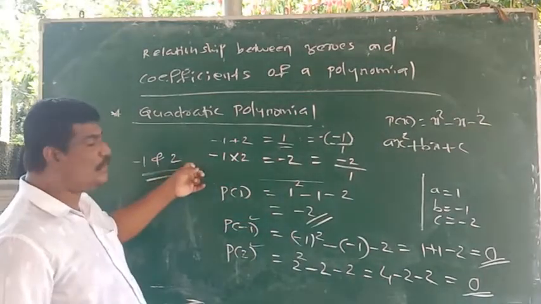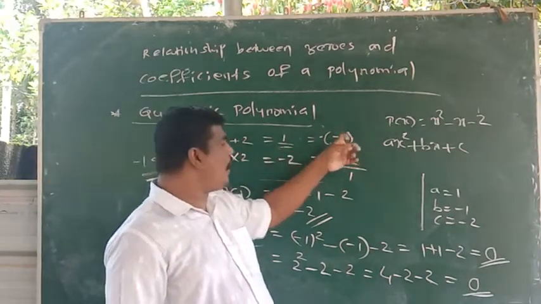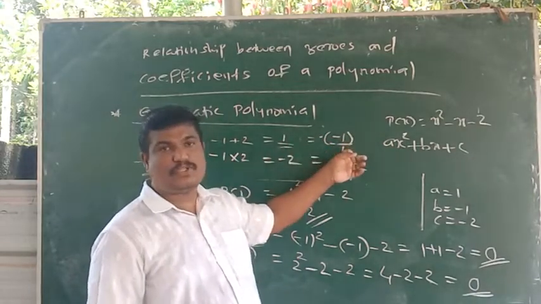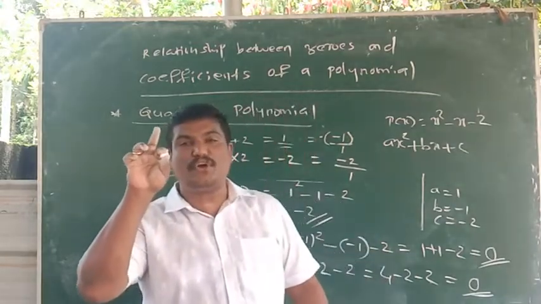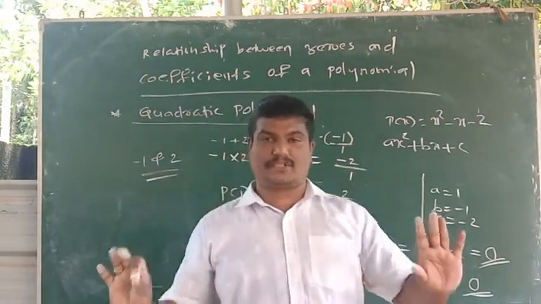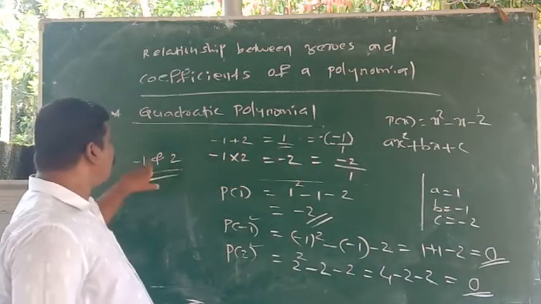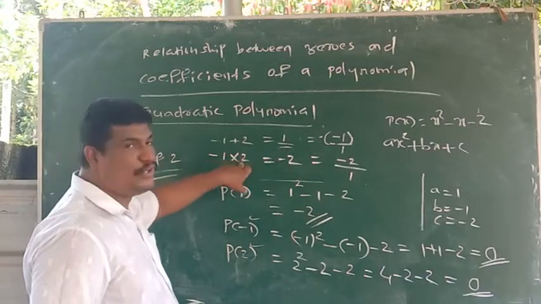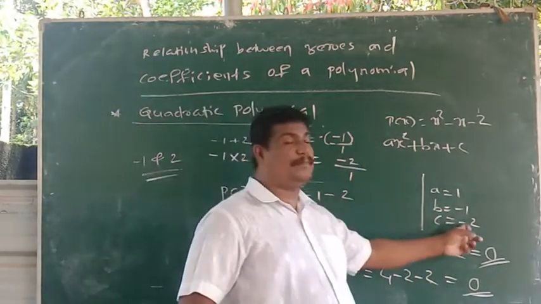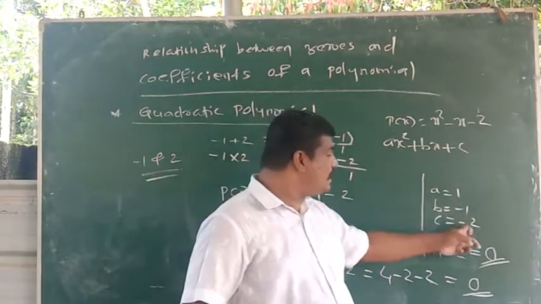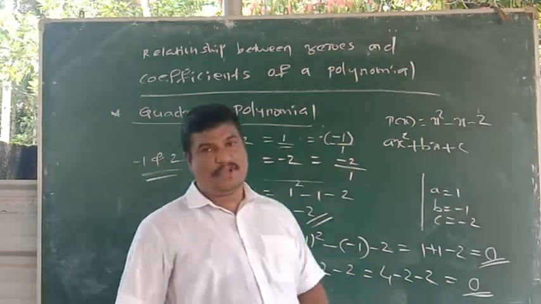Check: first, the sum of zeros is 1, and minus coefficient of x by coefficient of x square is also 1. Both are the same. So one relation is the sum of zeros equals minus coefficient of x divided by coefficient of x square. The other relation: the product of zeros, minus 1 into 2, is minus 2. It is also equal to the constant term, which is minus 2, divided by the coefficient of x square. Minus 2 by 1 is minus 2. Both are the same. Okay, clear?